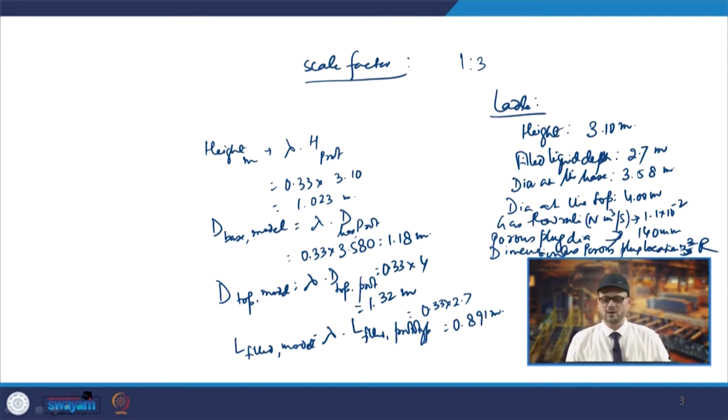This way you can have the values for the model. In this case the plug location will still be maintained at 2/3 r. However, the porous plug diameter need not be changed, because this is the diameter of the gas injection device, and that need not be changed, because these stirred ladles are normally potential energy driven.